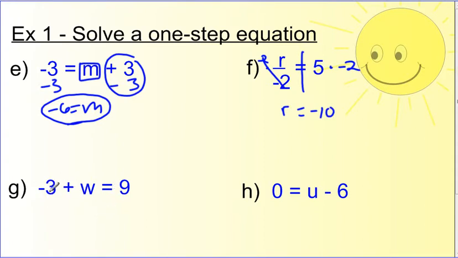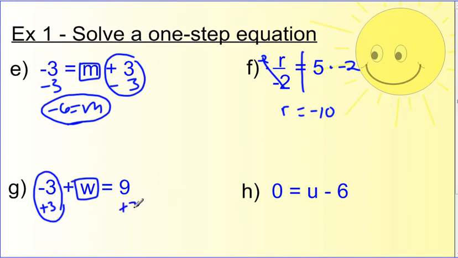Well, we've got negative 3 plus w. So my w here, and this one's a little bit tricky. A lot of people think, oh, I have to subtract 3. Well, kind of. Think about it. What would you do to make this thing go to 0? The way you'd get rid of a minus 3 is if you plus 3, because a negative 3 plus 3 equals 0.